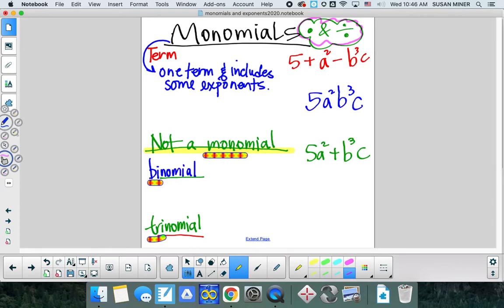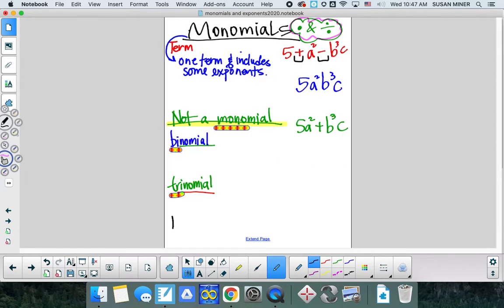Anytime I get to an addition or subtraction sign, that indicates a new term. And so when I have these expressions that have exponents in them, if they have addition and subtraction, they are no longer a monomial. They're what we call binomials or trinomials, or even polynomials. I'll extend the page. I'll add that up there. Polynomial.